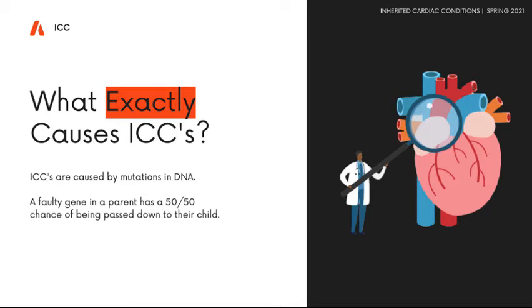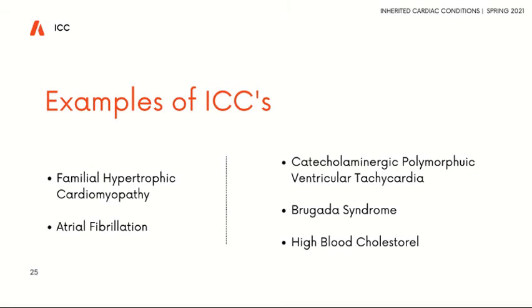If someone has a faulty gene, there's a 50-50 chance that they can pass that faulty gene on to their children. There are multiple different ICCs, but today we will only take a look at two of them: familial hypertrophic cardiomyopathy and atrial fibrillation.